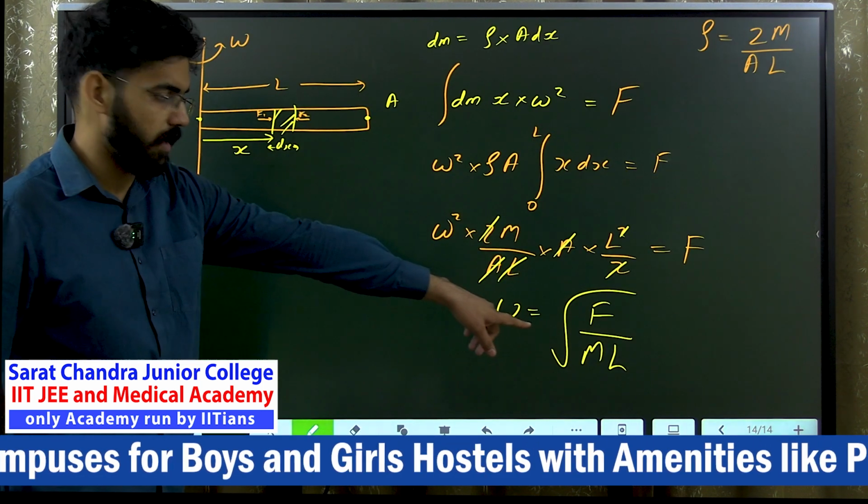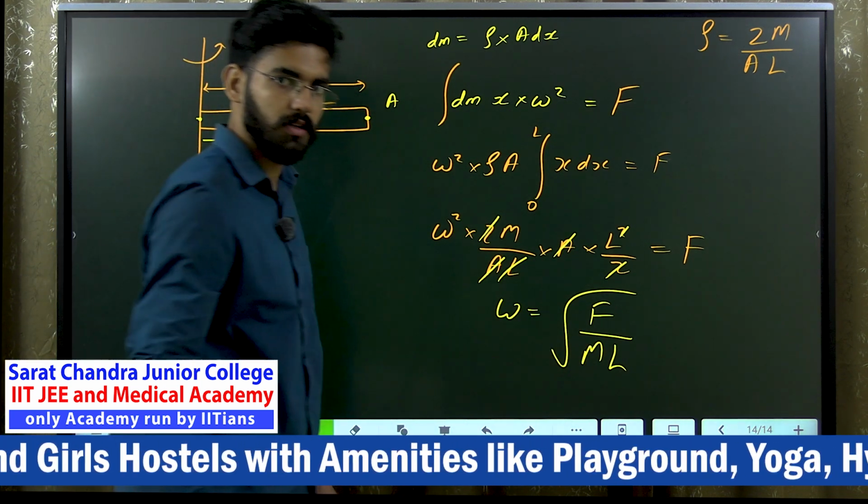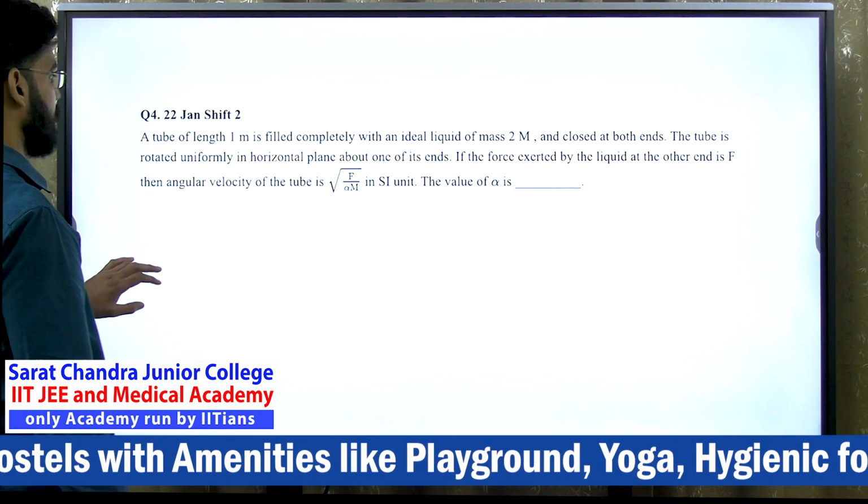Understood? Here, alpha, L value you can put 1, and then there he's mentioning that there is an alpha. So alpha constant 1 only, right? That's it. So my answer is 1.